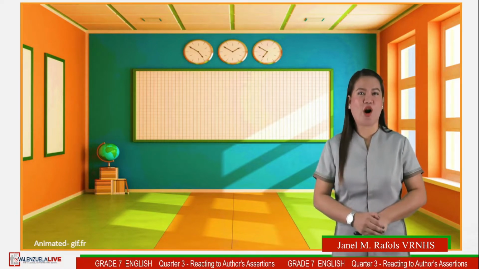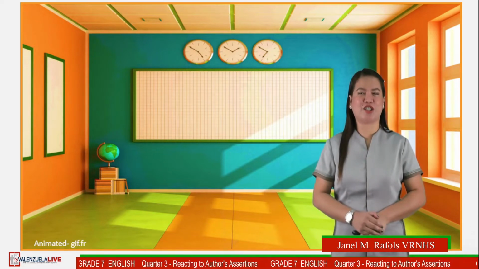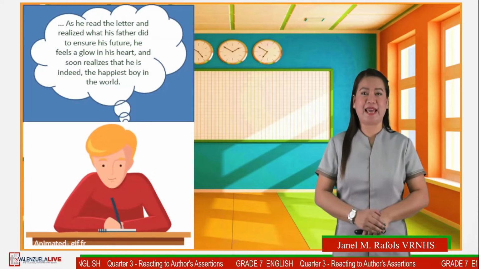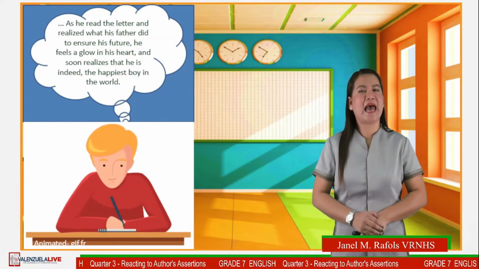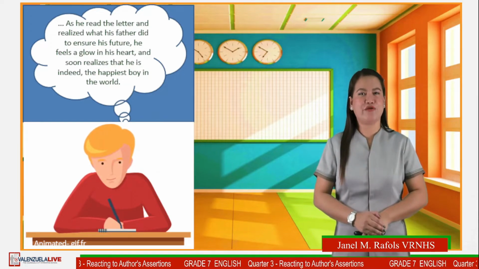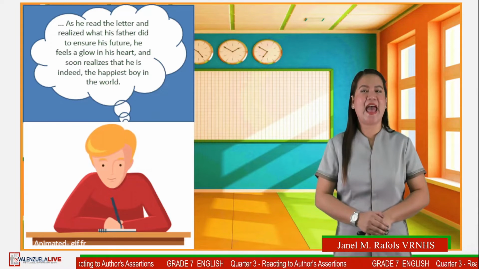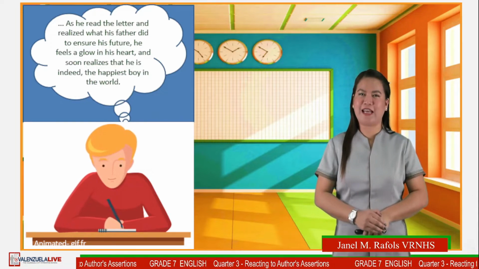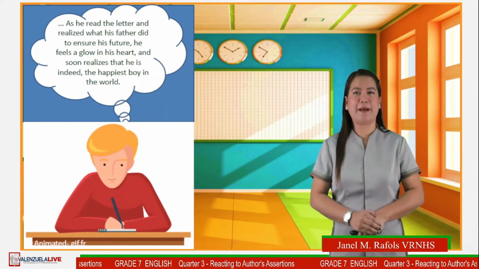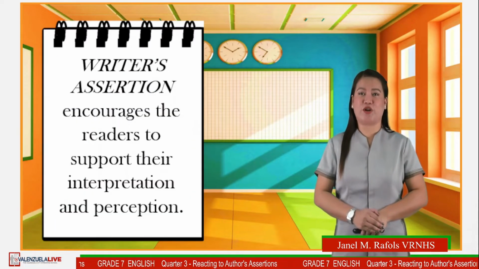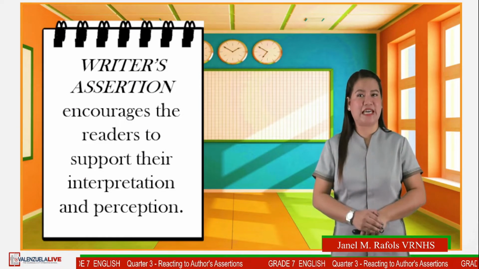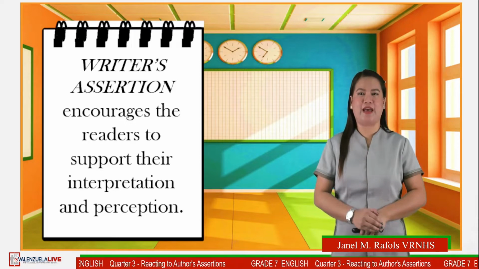I know you are more eager to learn about our topic for today. Like what I've said, our topic is to react to the assertions made by the author in the literary piece of writing. The writers make an assertion about life and about literary works like a story, a poem, or a play. Their assertions encourage the readers to support their interpretation and perception.